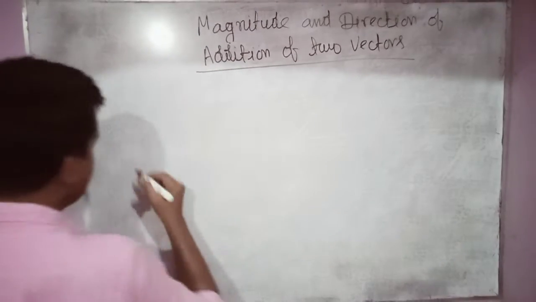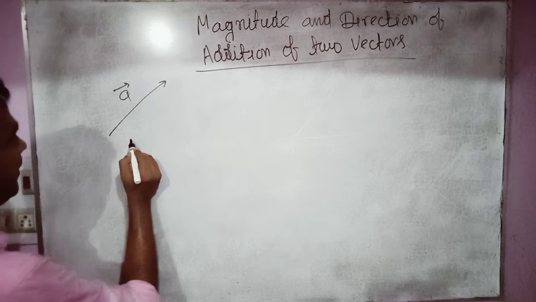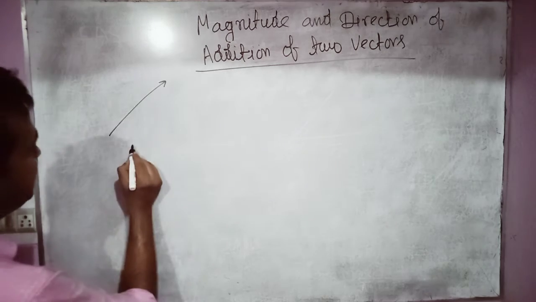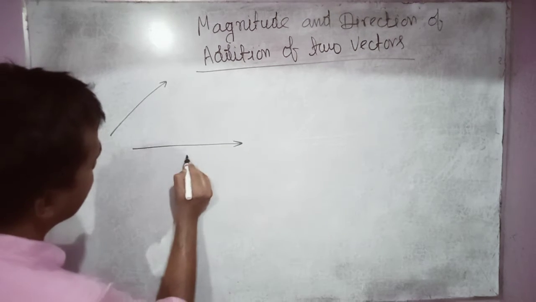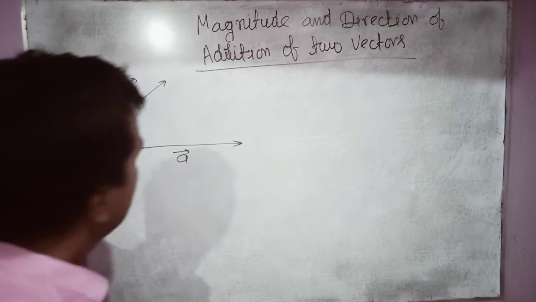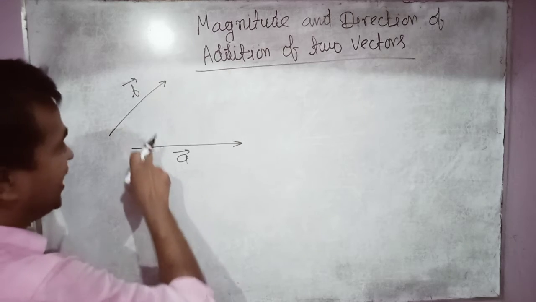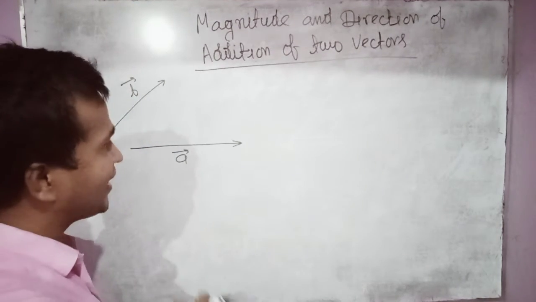Let there be two vectors. This is vector A. Let this be vector A and this be vector B. Now let us add these two vectors by the help of parallelogram rule of vector addition.